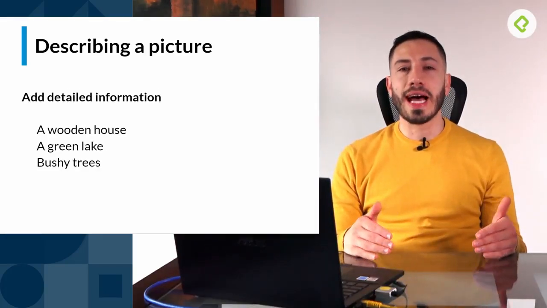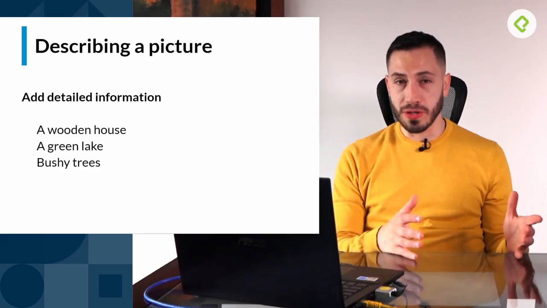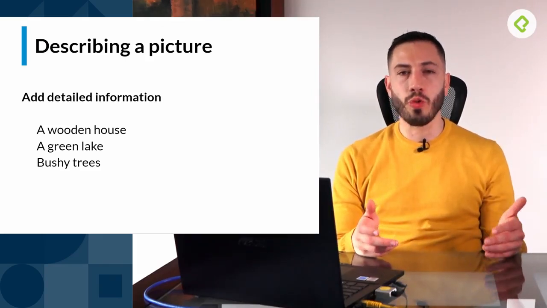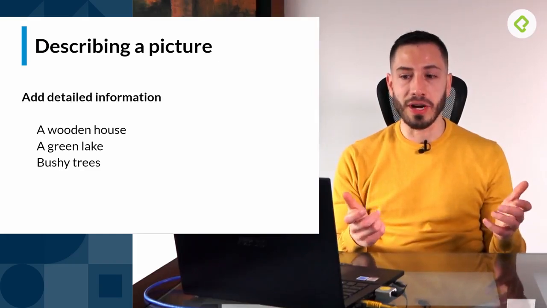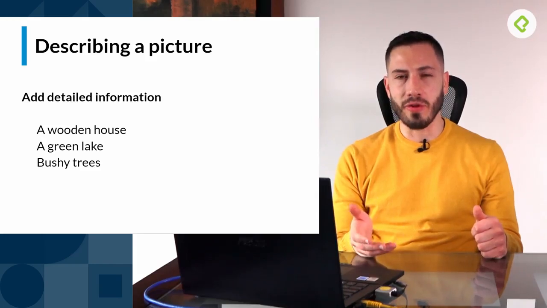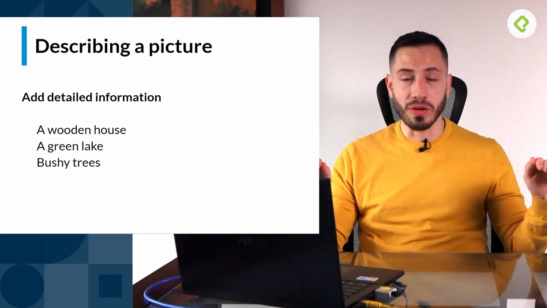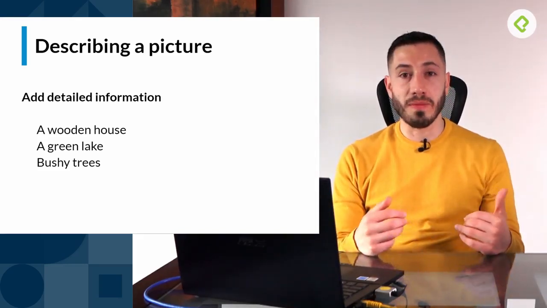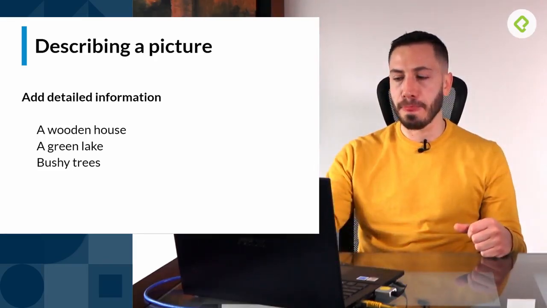After that, you can add detailed information. For example, in the picture of this initial example, we could say it's a wooden house, which means the house is made of wood, that material, right? You could also say that the lake is green. If you remember, it's maybe because of the reflection of the trees that we see the lake as green. And we can describe the trees as bushy because they're full of leaves, if you remember correctly.